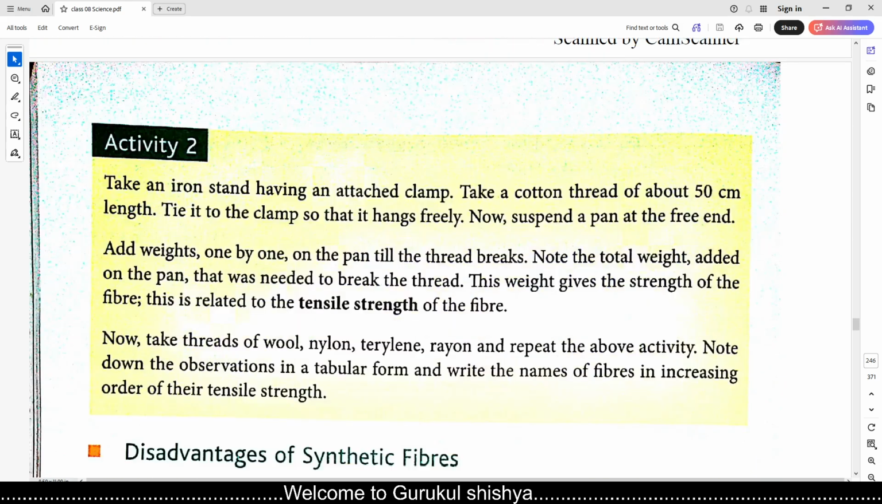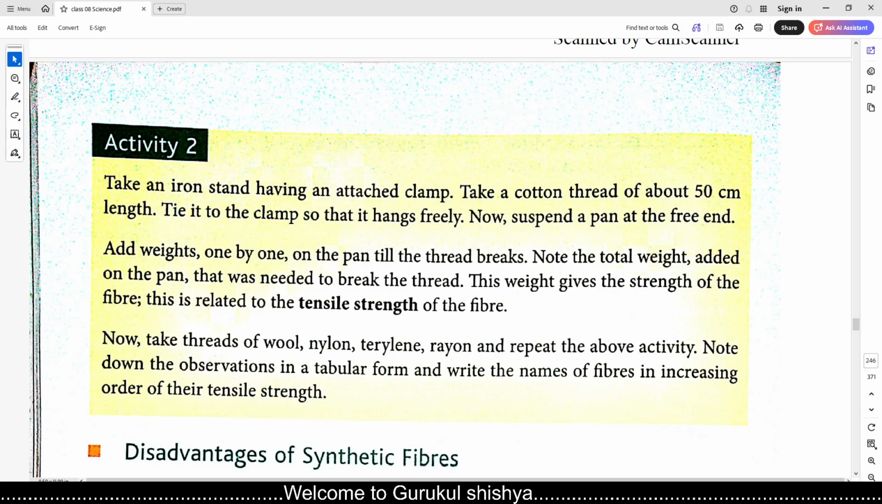Activity 2. Take an iron stand having an attached clamp. Take a cotton thread of about 50 centimeter length. Tie it to the clamp so that it hangs freely. Now suspend a pan on the free end. Add weights one by one on the pan till the thread breaks.